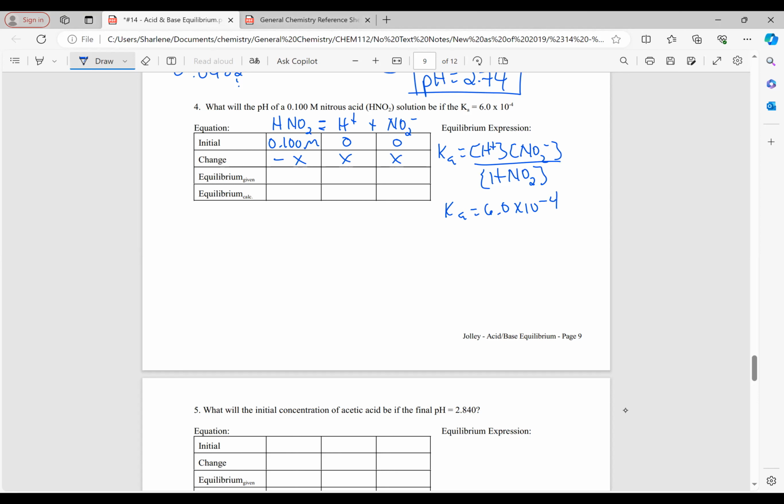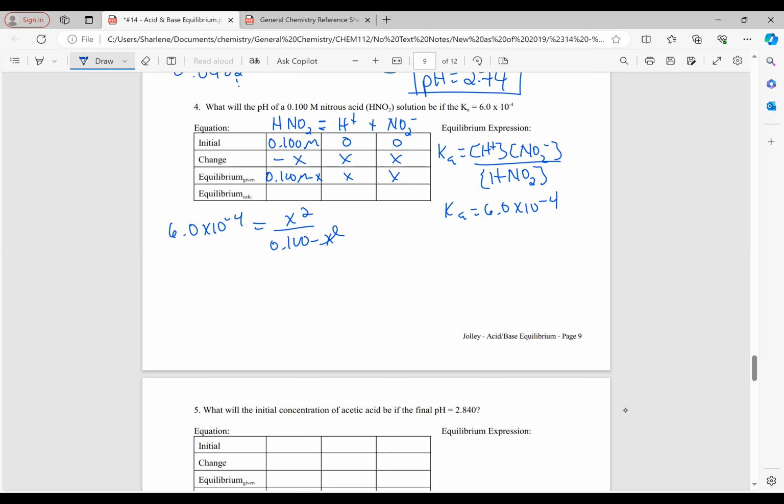Changes by a negative x and a positive x. So 0.1 molar minus x, and x. All right, I have enough information in order to plug it in to the equilibrium expression. So 6.0 times 10 to the minus fourth is equal to x squared over 0.100 minus x.